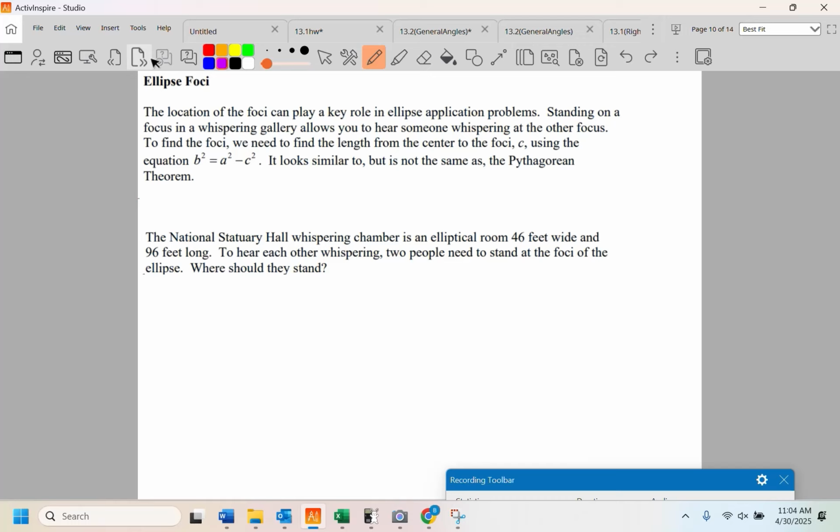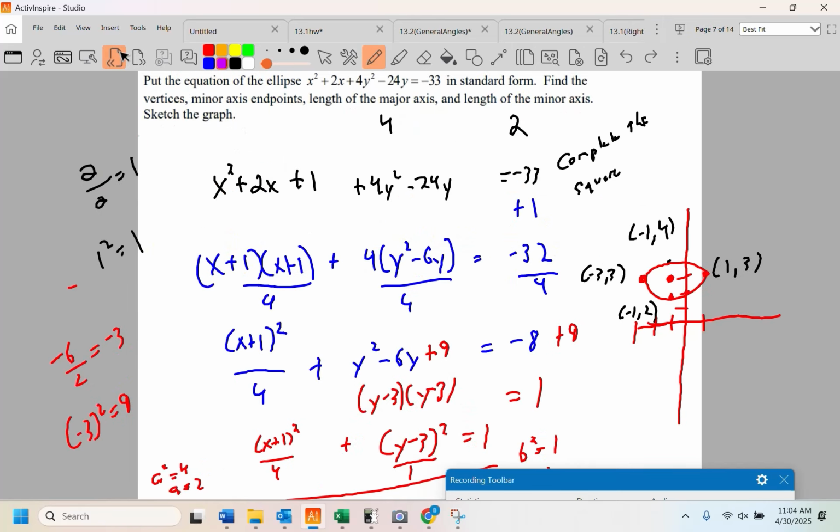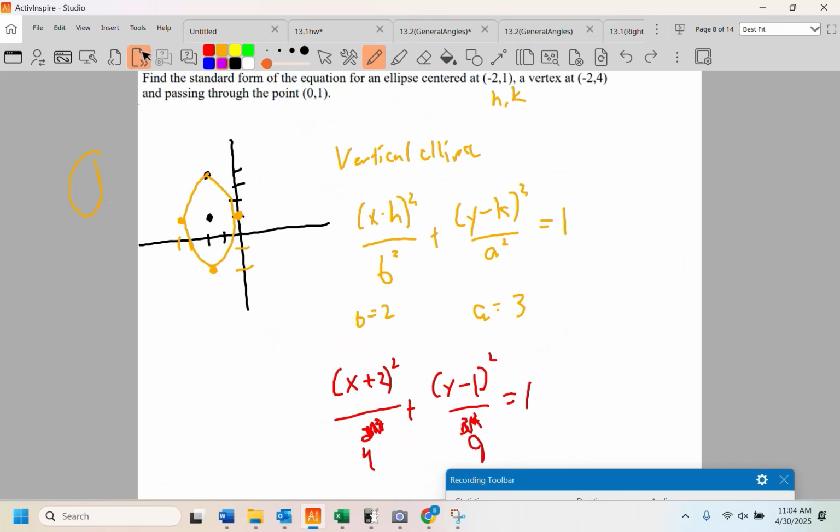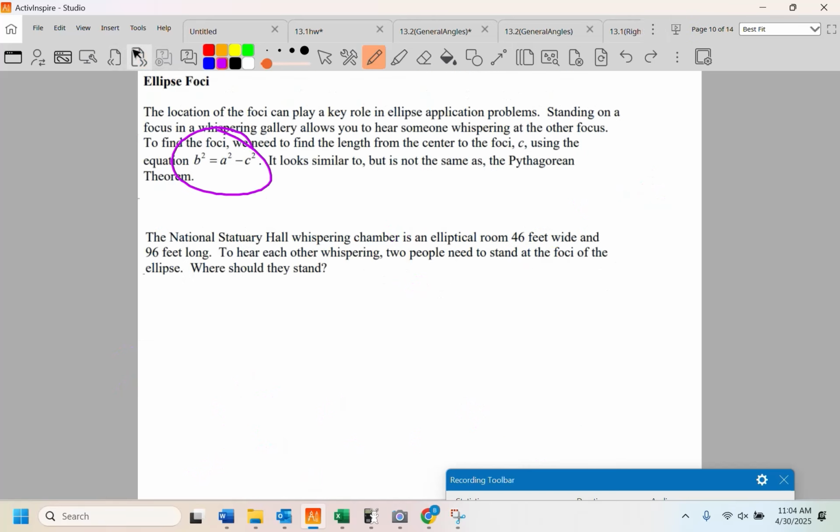To find the foci, we need to find the length from the center to the foci using the equation b squared equals a squared minus c squared. So I've kind of glossed over this so far because we haven't needed it, but I told you it was coming. It's right there. It's the foci, the focus of the ellipse. It's where everything radiates to. It looks similar to, but is not the same as, the Pythagorean theorem.